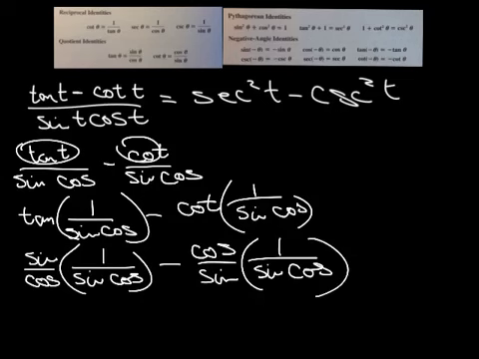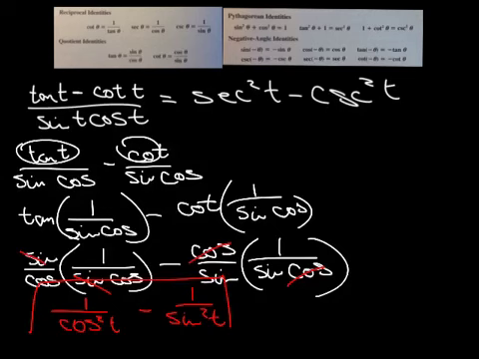Now it looks messier, but the reality of it is I just got rid of all my tangents and my cotangents. So in actuality, that kind of makes life a little bit easier. And here's another cool thing. I can cancel that and that and that and that. And when I do that, I have 1 over cosine squared of t minus 1 over sine squared of t. So I have that. Okay, I'm going to see if I can get rid of everything except what I have boxed in red there.